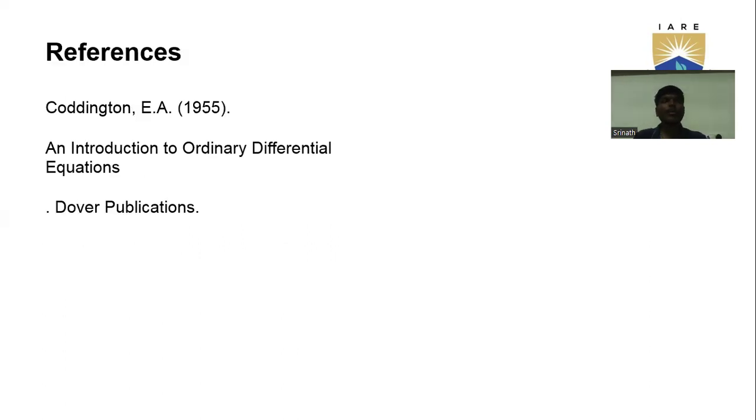References of the homogeneous equation: Coddington, An Introduction to Ordinary Differential Equations. This is the references.